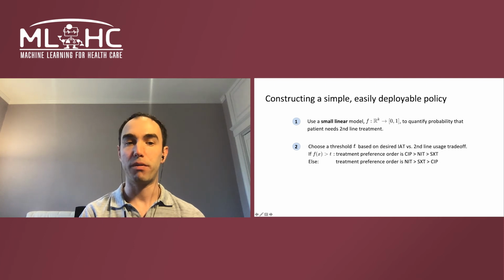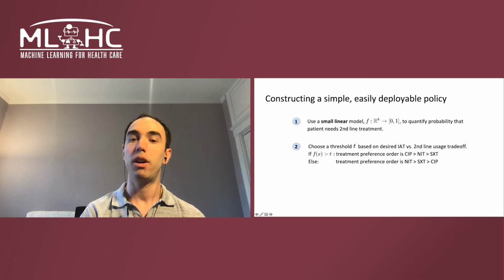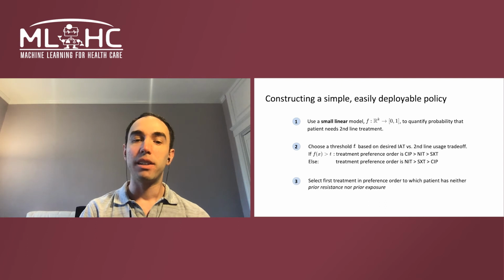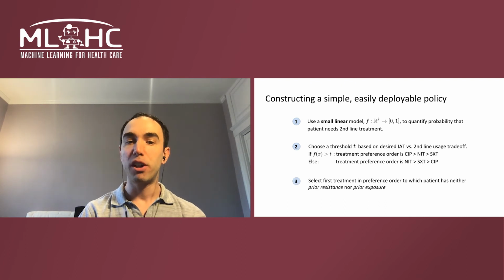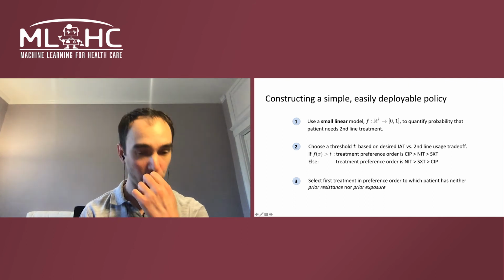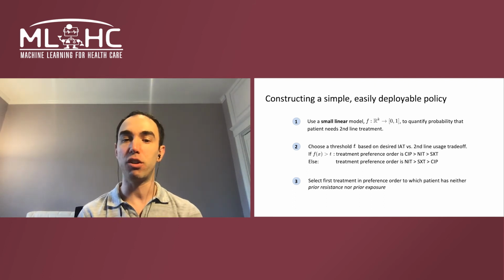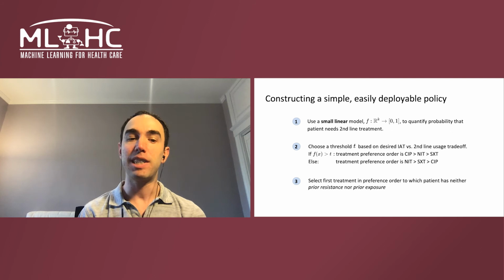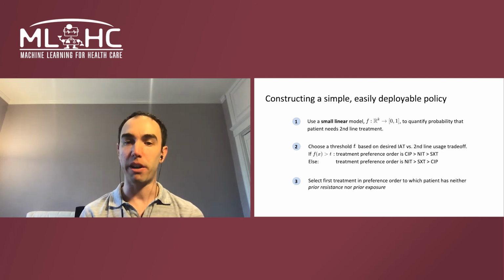First, we would prefer Cipro over NIT over SXT. And if we're below the threshold, meaning we prefer first-line treatments, then we would first start with NIT, then SXT, then CIP, Cipro. And of course, we would prefer to just choose the first one in those rankings. But the reason that we're giving a ranking here is because we're going to choose the first treatment in each of those rankings for which the patient has neither prior resistance nor prior exposure.